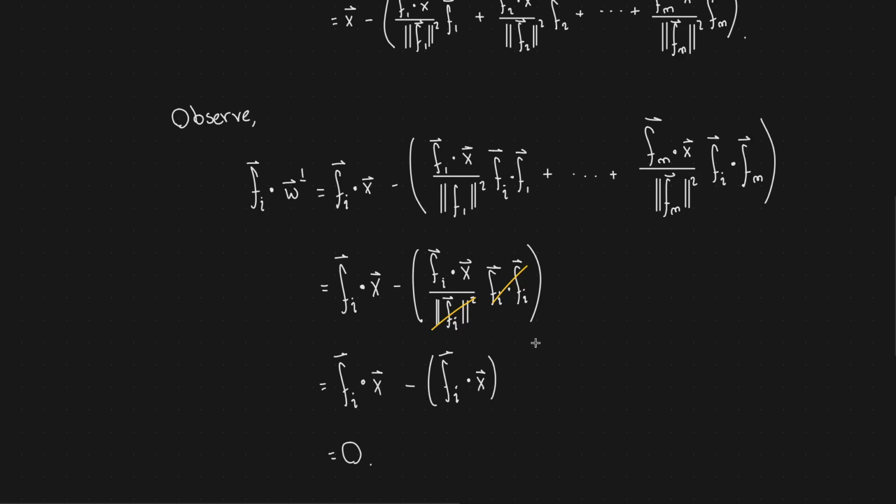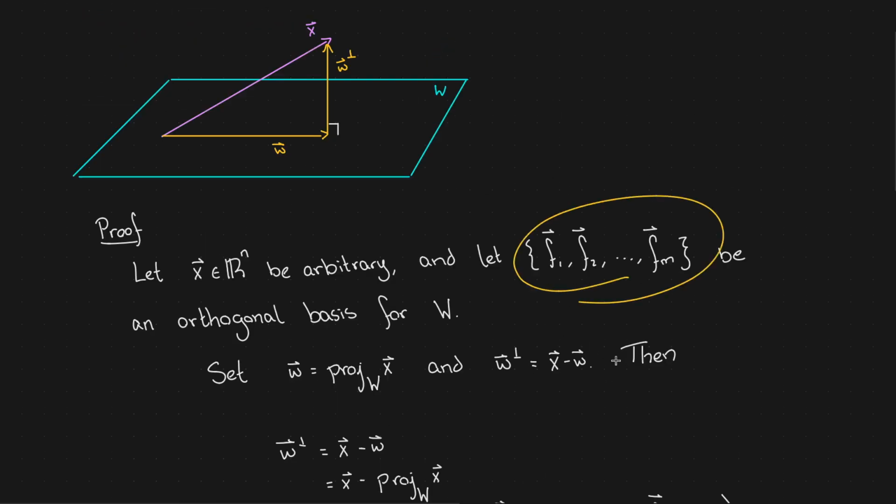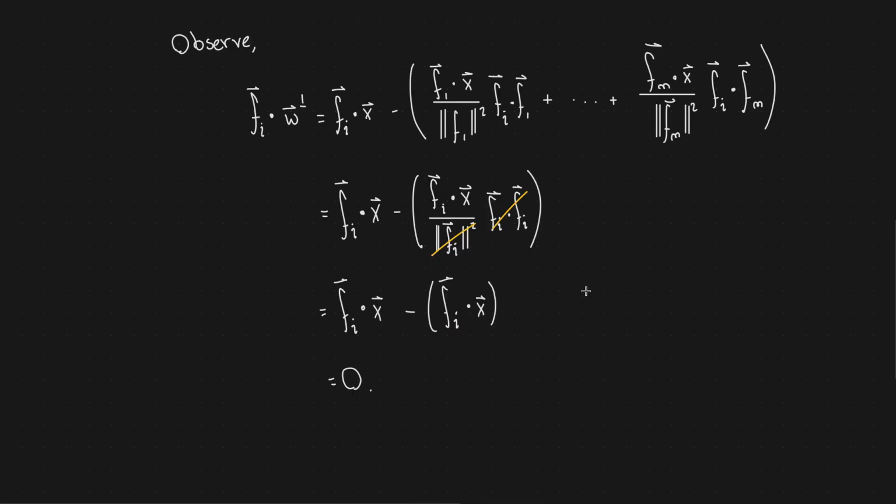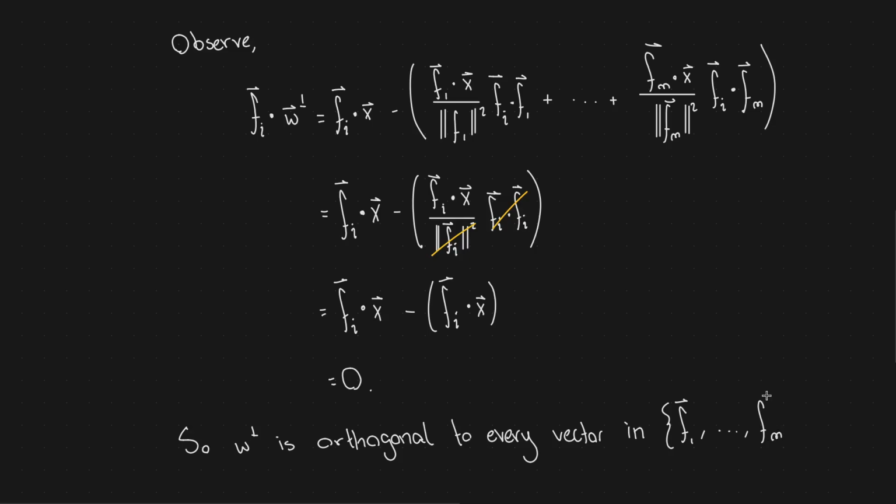Okay? Now that's true for each of these. Remember, I used f sub i, which means i could be 1 or 2 or m. The argument works for all of them. So therefore, W perp is orthogonal to every vector in my basis, f1 all the way to fm, right? Because we just showed that the dot product of them is 0. And that's the definition of being orthogonal.